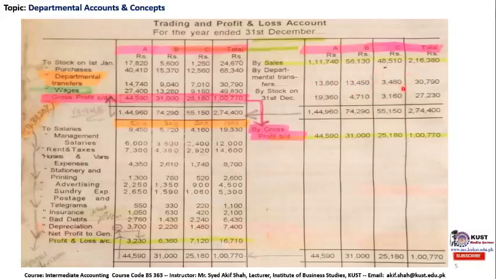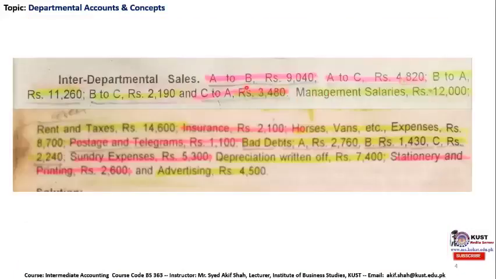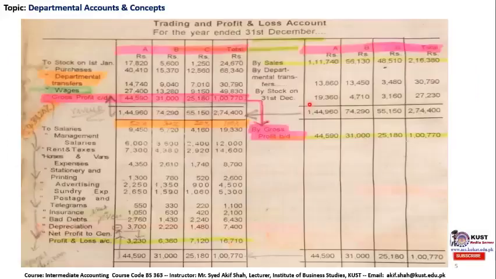Let's check out the department C sale. We have seen that department C has sold to department A only rupees 3,480 worth of inventory. Therefore, we have directly mentioned this amount in the interdepartmental sales data. If we sum up all these three values for the departmental transfers, we come up with 30,790 rupees of total departmental transfers.